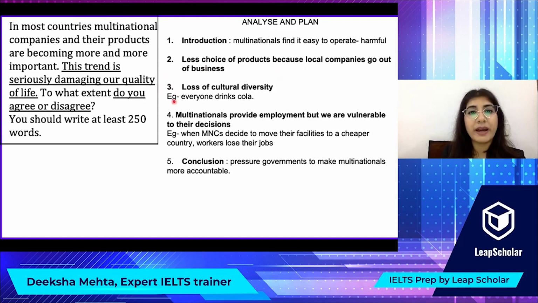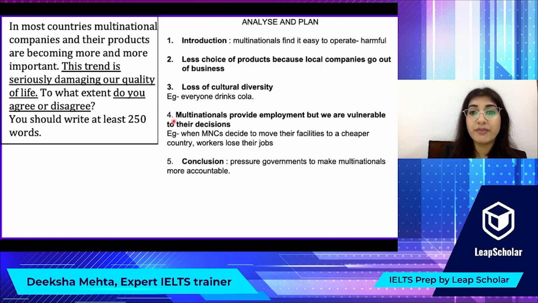Let's look at body paragraph number 3. Loss of cultural diversity. So, because multinational companies and their products are invading our grocery stores and our supermarkets, the products are becoming standardized. So you see the same products everywhere. You can back this up by giving an example. So for example, everybody drinks cola, or whether you go to any country in the world, you would find the same type of products in each country.